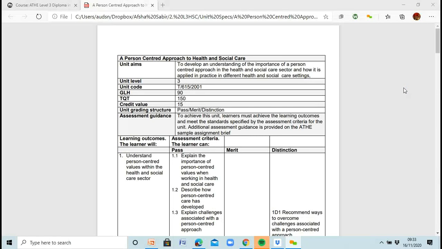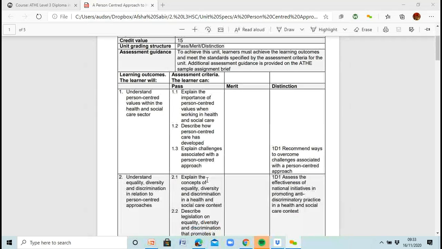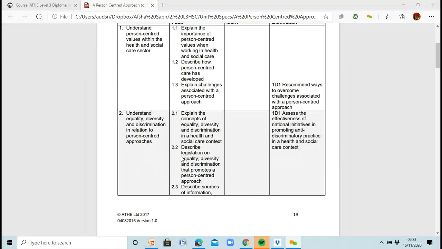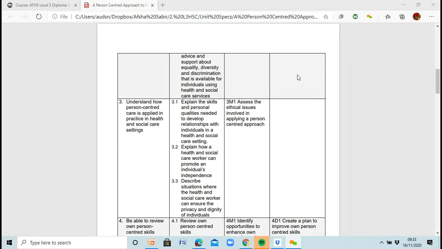So we've looked at LO1, where we did understanding person-centered values within the health and social care sector. And then we looked at LO2, so this was last Wednesday and Thursday, understanding equality, diversity and discrimination in person-centered approaches. And today we're going to be looking at LO3. So I think we have a new joiner with us.